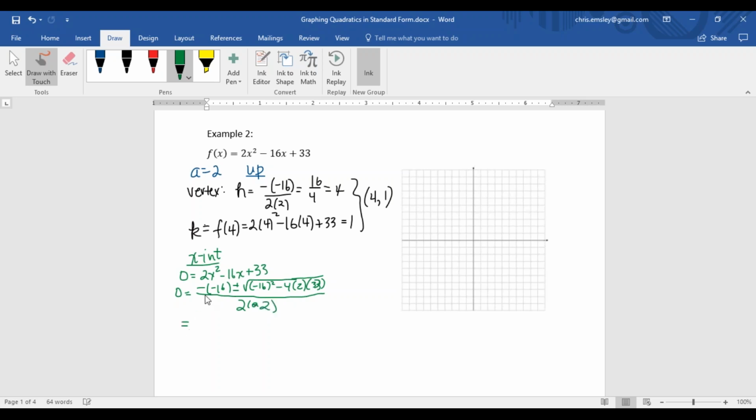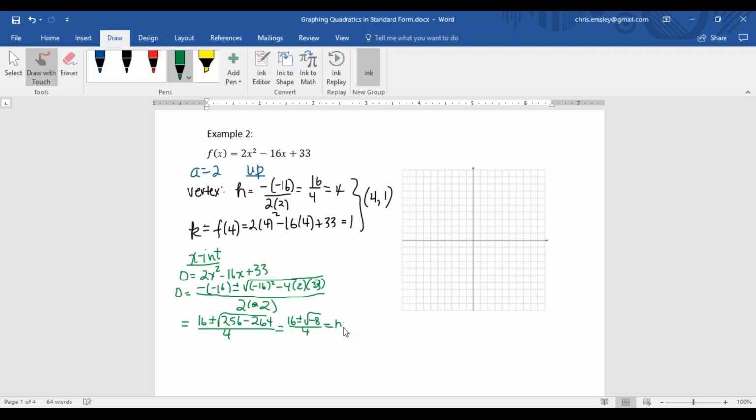Okay, so we start simplifying. Negative and negative, those knock each other out. We get a +16 plus or minus the square root of 16 squared, which is 256, and 4 times 2 times 33, that ends up being -264. Divided by 2 times 2, which is 4. And when we subtract this, 256 minus 264 under our radical, we end up with a -8, which should be a red light. We cannot take the square root of a negative number.